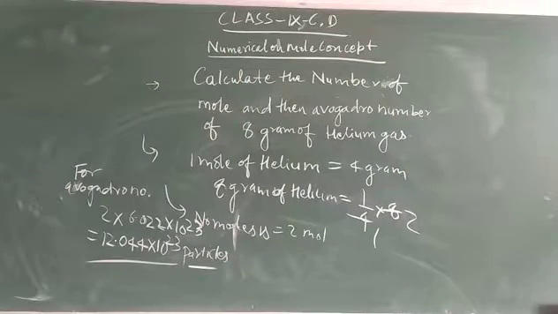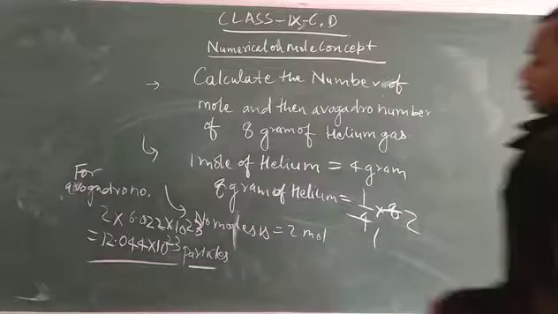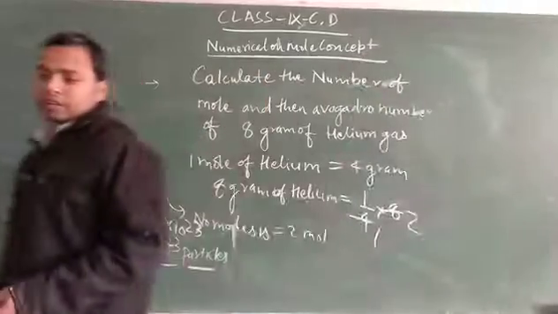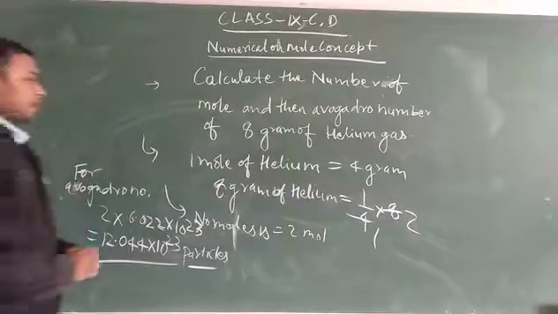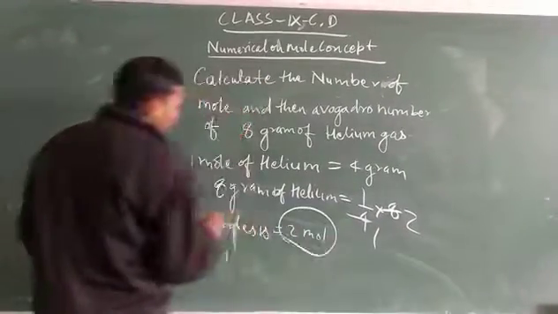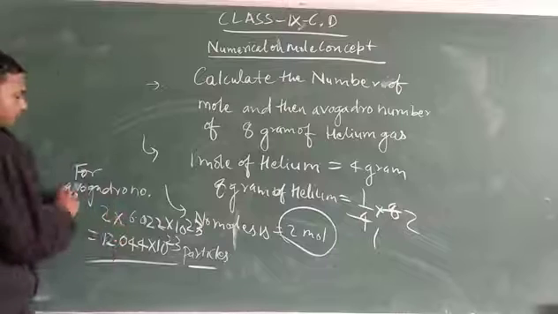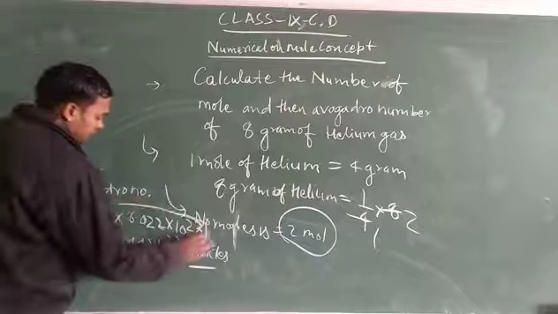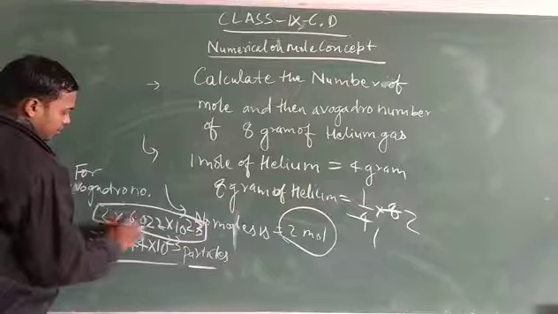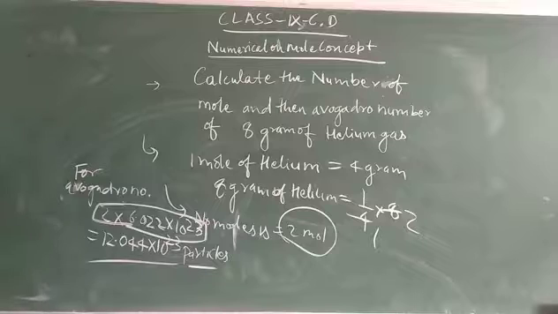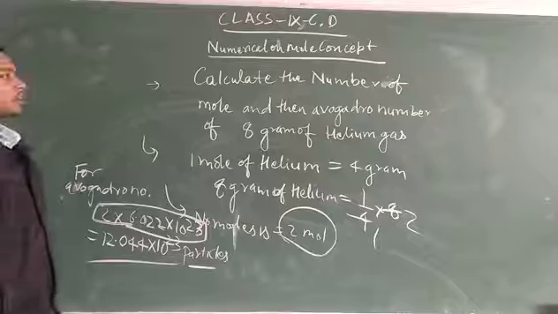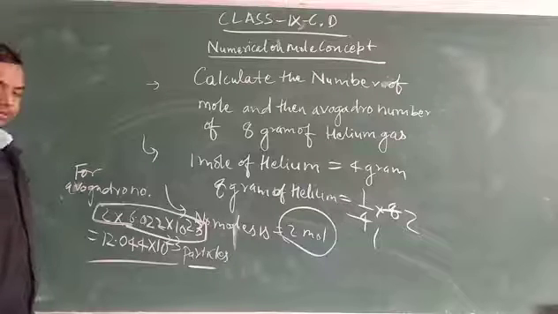That's why, we need the number of moles. So whatever number of moles come, you will multiply that number of moles with Avogadro number, and then we will find the number of particles or Avogadro number.